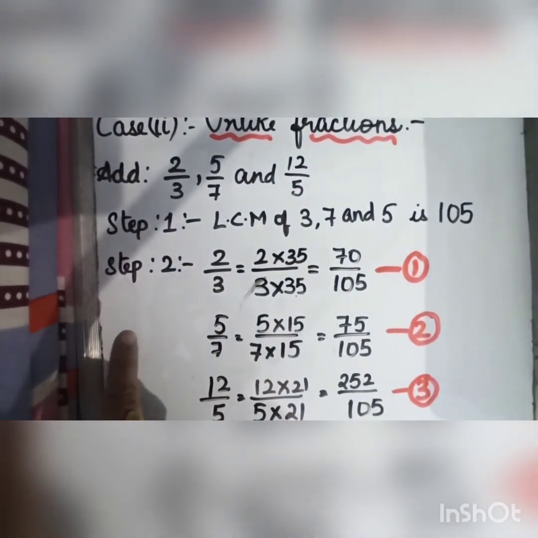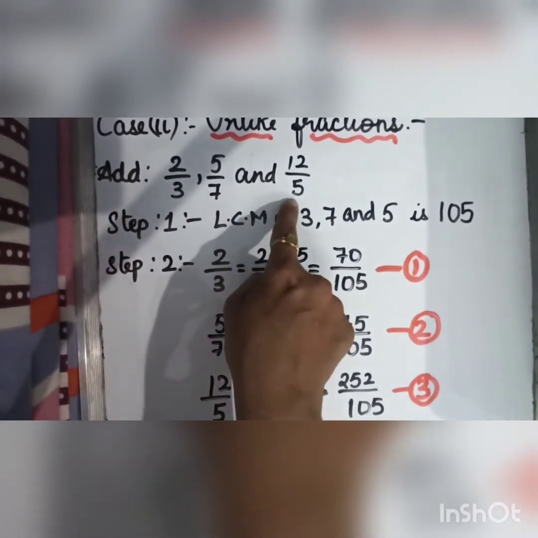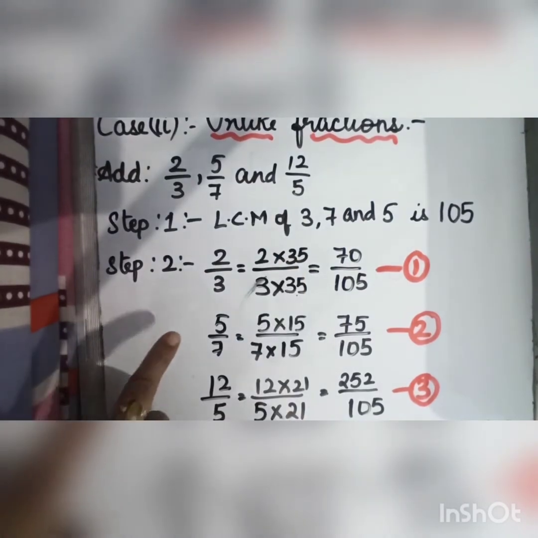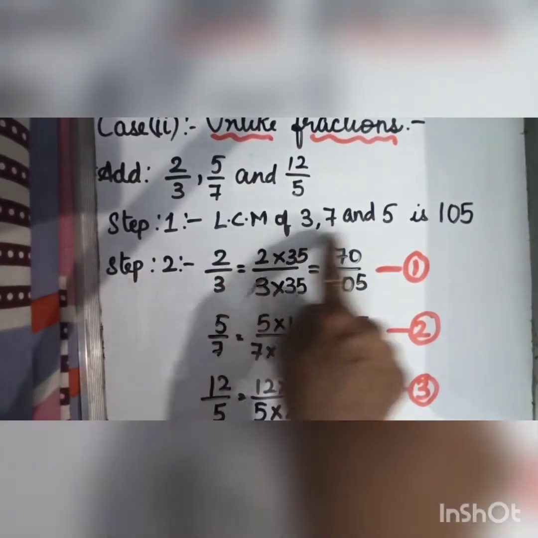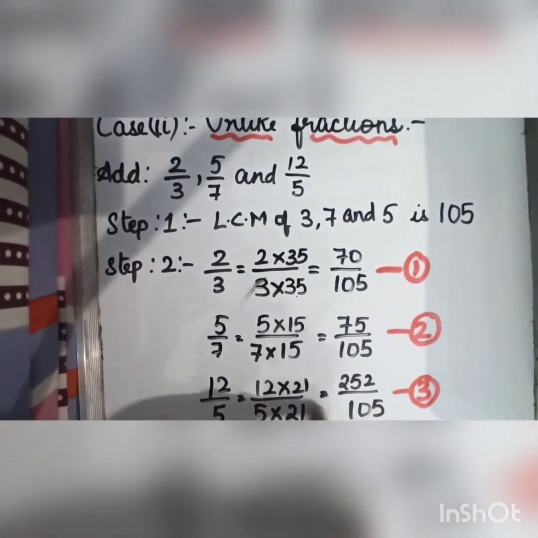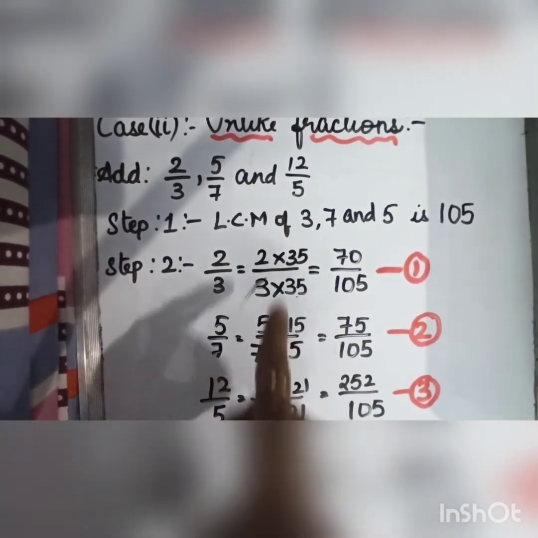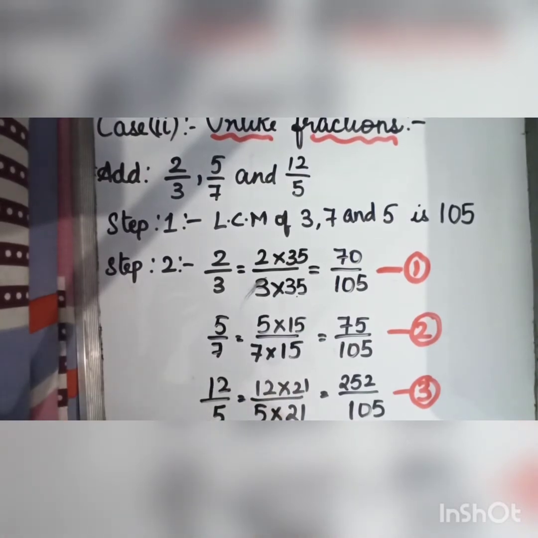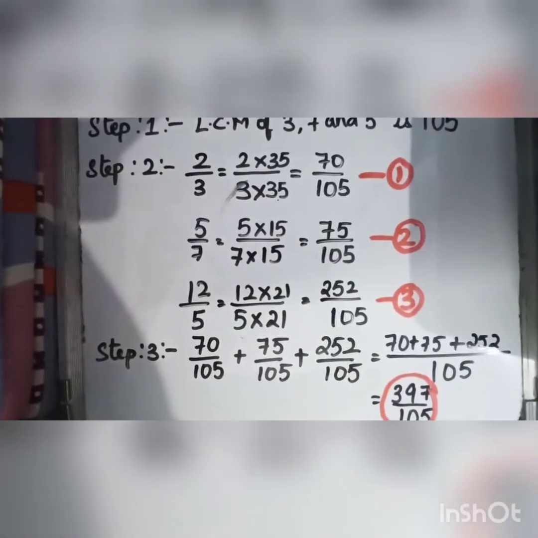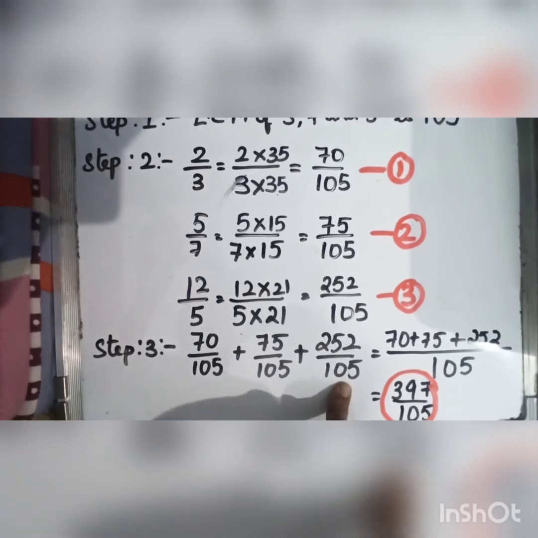What did we do here? Unlike fractions to be added. I cannot add unlike fractions directly, so I convert them into like fractions. To convert into like fractions, first I take the LCM of the denominators and convert each fraction with the denominator 105. When I convert, I have to make sure that the numerator is also multiplied with the same number. Now I have the new like fractions, and I add. How do I add? I write down the first, second and third converted fractions.